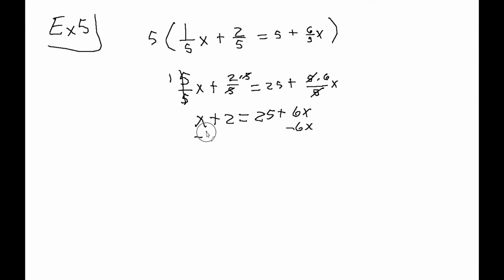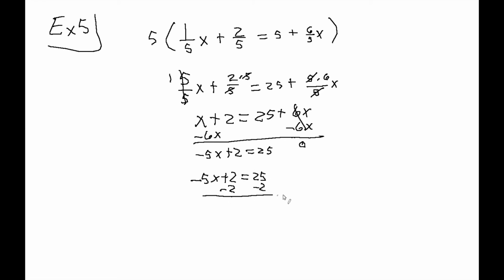To do that, we just subtract 6x from both sides. And when you do that, you get negative 5x, bring down the 2, bring down the 25. So you get negative 5x plus 2 equals 25. Let's isolate the x even further. Let's bring the 2 over. To do that, we subtract 2 on both sides.